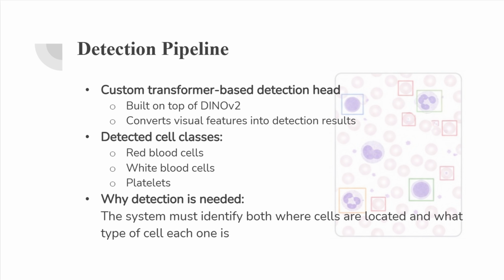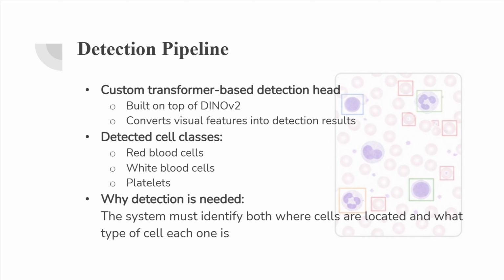After a user uploads a blood smear image through the web application, the system analyzes the image and returns an annotated result. The output includes bounding boxes and a segmentation mask around detected cells and a count for each cell type.